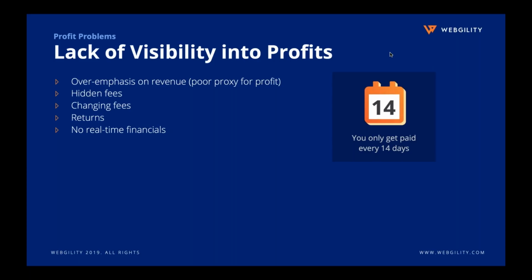And then, of course, as we all know, with Amazon, you don't have any real-time financials. You only get paid every 14 days. There's that wonderful 14-day reconciliation period, so you don't understand what your fees are, what your expenses are, what they truly are, until you get that reconciliation report from Amazon. So you could actually be losing money based on fees, or they could have increased their fees. And again, you have been increasing your expenses that you're not aware of, and that could be happening for 14 days before you really understand it.